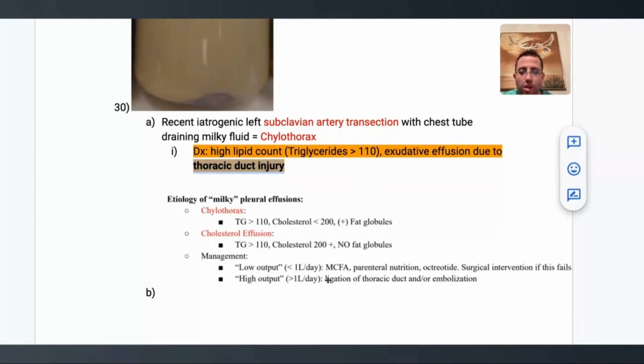And so let's go through some etiologies of milky pleural effusions. So chylothorax, like we said, will have elevated triglycerides over 110, but so will a cholesterol effusion. And so the big thing to look at is the fat globules. If there's positive fat globules, you're thinking chylothorax. If there's no fat globules, you're thinking cholesterol effusion.